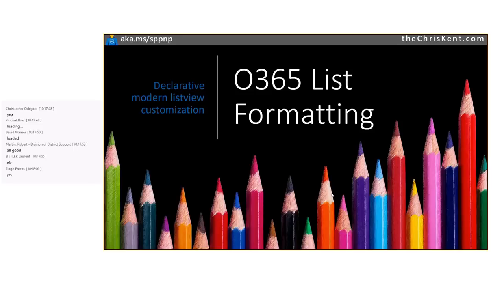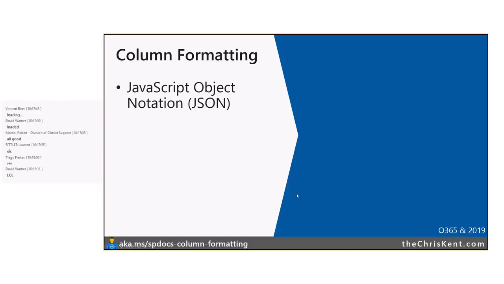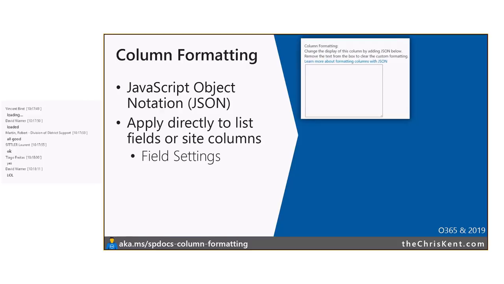We're going to talk today about Office 365 list formatting, which is also technically, in a sort of way, 2019 column formatting. But the whole idea here is declarative modern list view customization. For those that don't remember or haven't seen this yet, the idea of column formatting has been around a while. I think it came out in November. It's got this JSON syntax, right? You apply it directly to your list fields, your site columns.